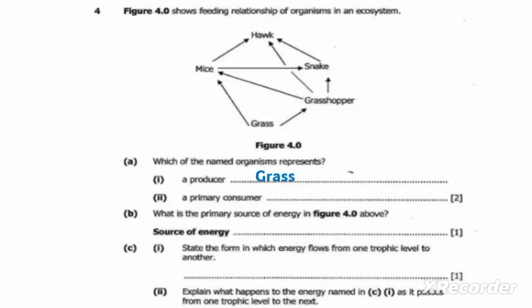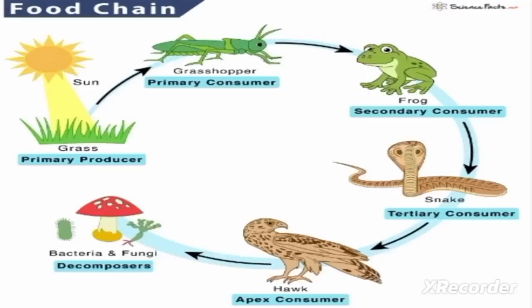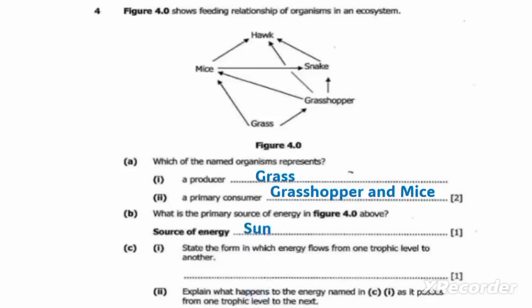So which one is the primary consumer? Primary consumer can be this one, grasshopper or mice. Grasshopper and mice. These two are primary consumers. B. What is the primary source of energy in figure 4.0 above? So the primary source of energy is the sun. The sun is the primary source of energy.